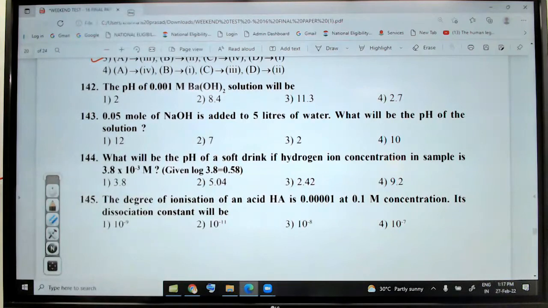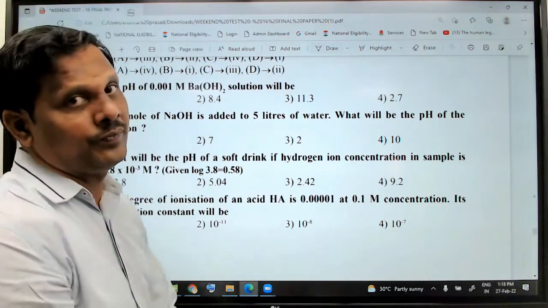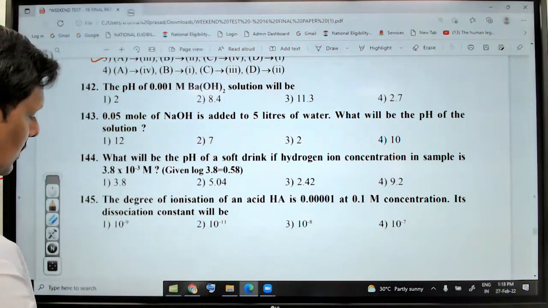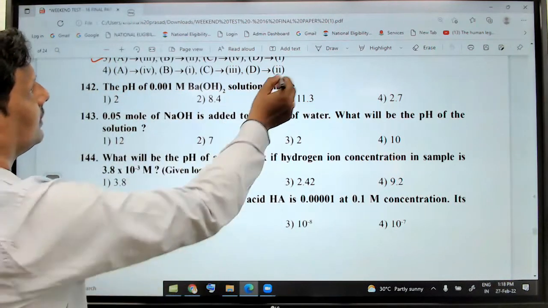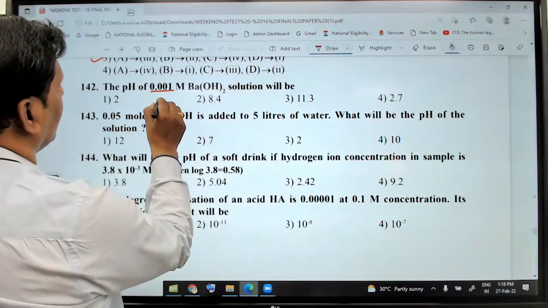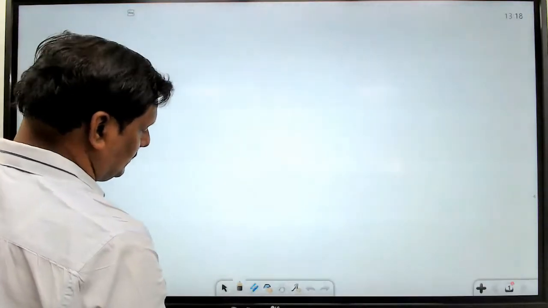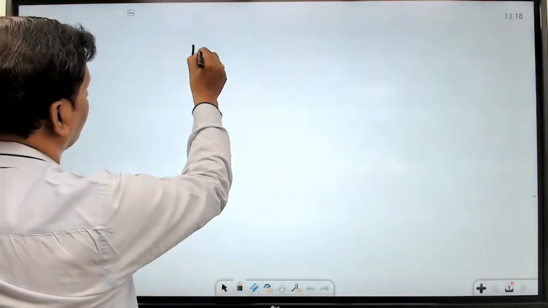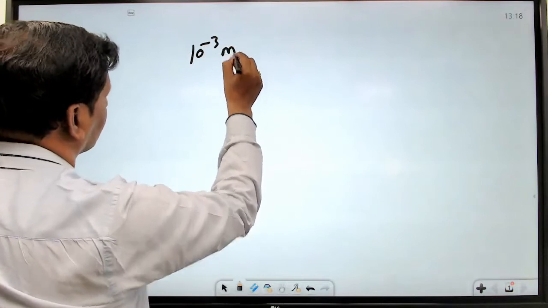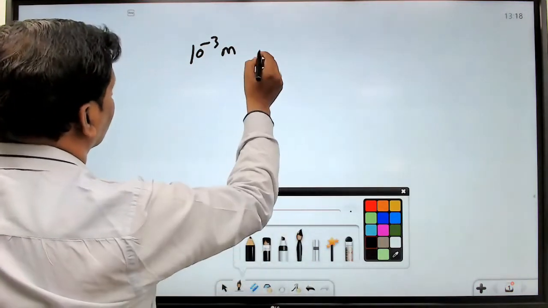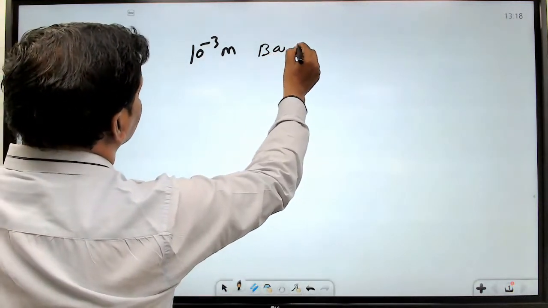Question number 142. They're asking what is the pH of this barium hydroxide solution? अच्छा देखो 10 power minus 3 is given. ये वाला 10 power minus 3 मोलर. चलो एक काम करो, 10 power minus 3 molar barium hydroxide solution है.